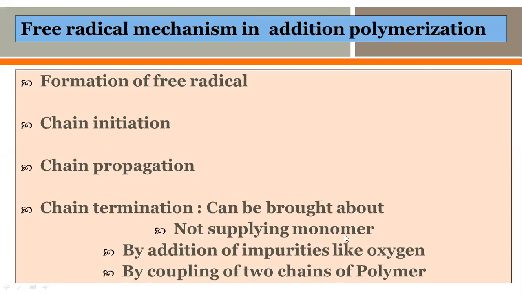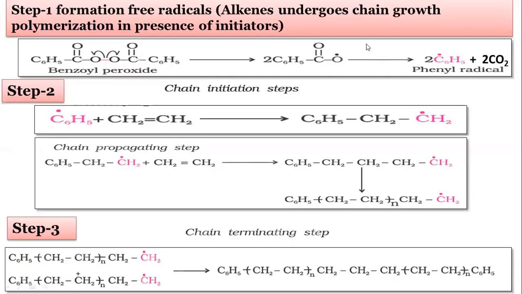We have to stop the monomer; supply of the monomers should be stopped. Second, by addition of impurities like oxygen. If oxygen is added, then the chain will stop. And third, by coupling of 2 chains of polymers. Next, I have given one example here of how the free radicals are formed. We will take one example here.